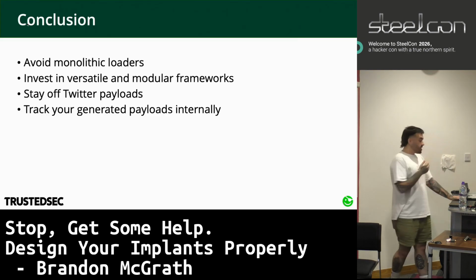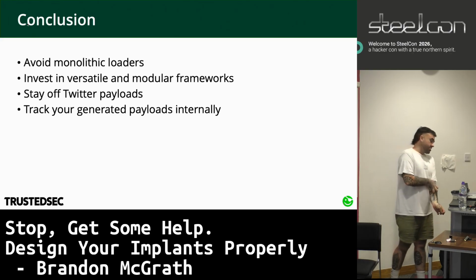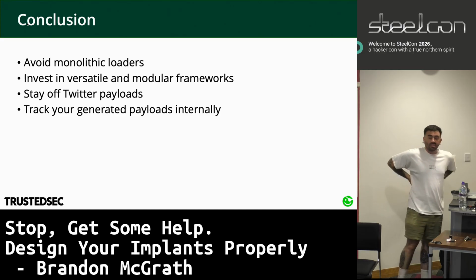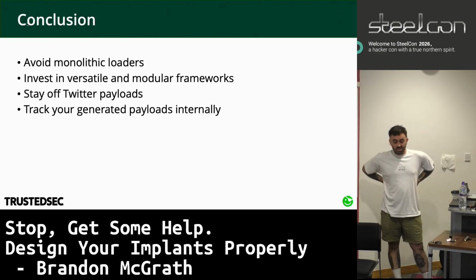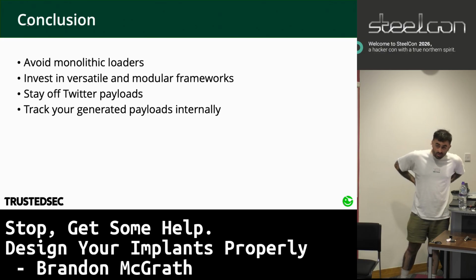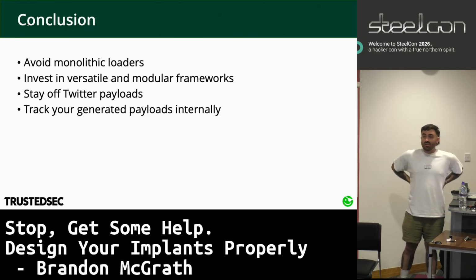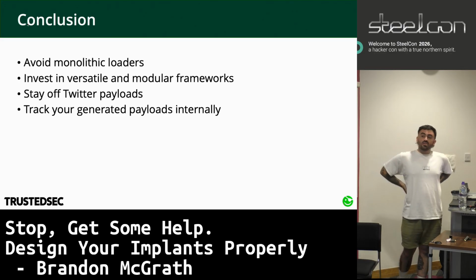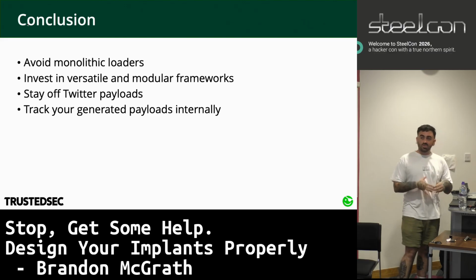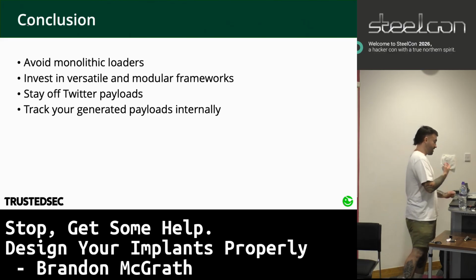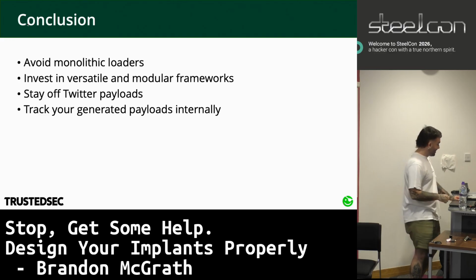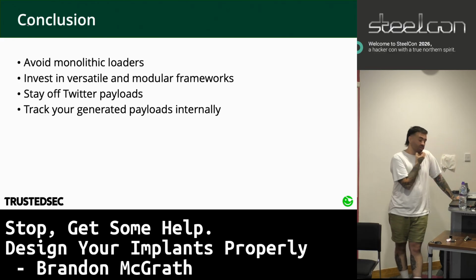So, to conclude, I would suggest avoiding monolithic loaders if you have one at the start of the rewrite. Invest in a versatile modular framework instead. Even if you have a monolithic loader and that's what your company is using for your red teams and it works really well, just split it out into its modular components now. Get the framework working now, so that when it comes time to change how you do a particular step, it's like one Python flag, right? And if a new Twitter loader dropped yesterday, don't rewrite on your red team tomorrow, because I will probably upload it. And then just track what you generate as you go.